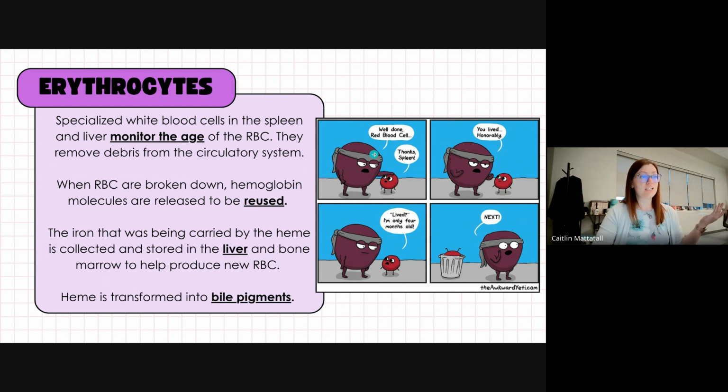So the spleen is talking to the red blood cell and he's like, "Well done, red blood cell." And the blood cell's like, "Thanks, spleen." He's like, "You lived honorably." "Lived? I'm only 4 months old." Into the garbage, because 4 months again, you're done.